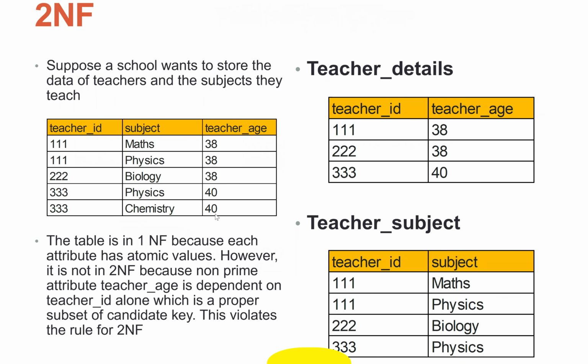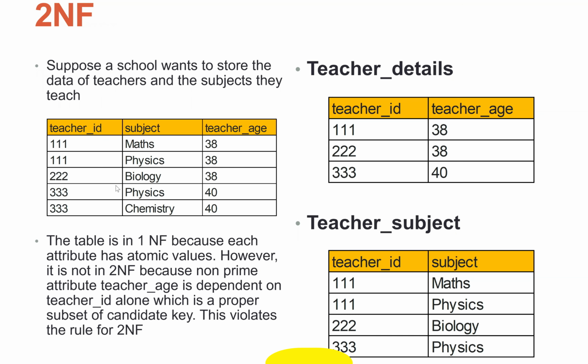Okay, if you take this particular table, here I have teacher ID, subject, and teacher's age. So I have the teacher ID, maths and physics. Yes, she will be handling two subjects, maths and physics, and I will have two records, right? And biology and physics. Biology has one particular teacher, then physics and chemistry are handled by one single teacher. Instead of having the data this way, the same data is repeating two times.